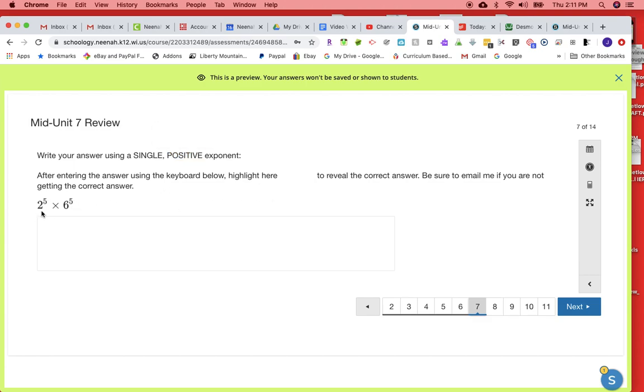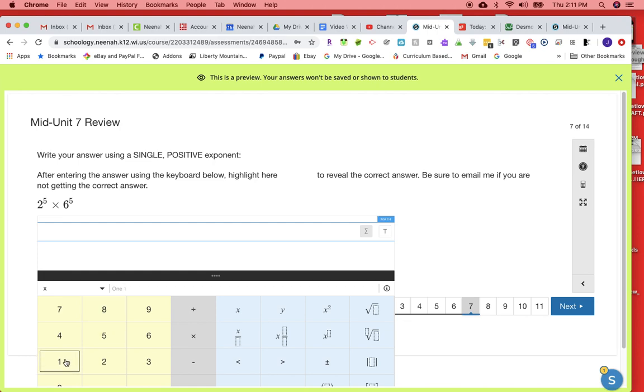All right, so this time we have different bases. We have a 2 and a 6, but the same exponent. So on this rule, we're going to multiply our bases. 2 times 6, which is 12, and keep our exponent. So in this case, 2 times 6 is 12, and then the exponent button. We're going to keep our exponent the same, 12 to the 5th power.